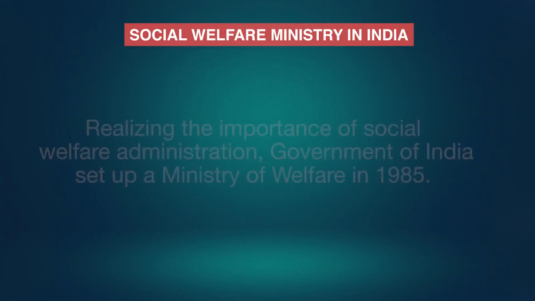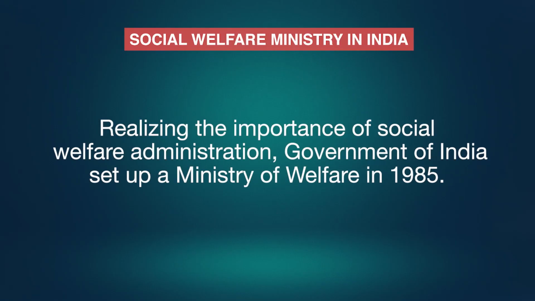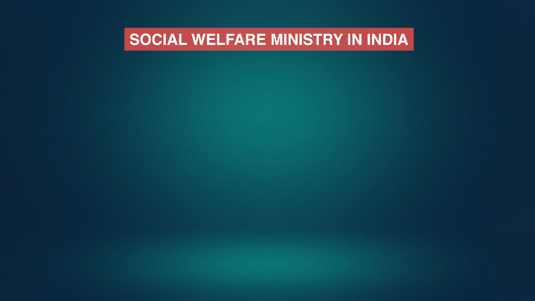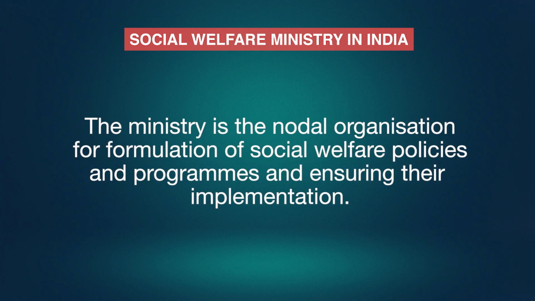Recognizing the need of proper social welfare administration, the Ministry of Welfare was created in 1985. This ministry was renamed as the Ministry of Social Justice and Empowerment in 1998. This particular ministry is the nodal organization for the implementation of social welfare schemes in the country.